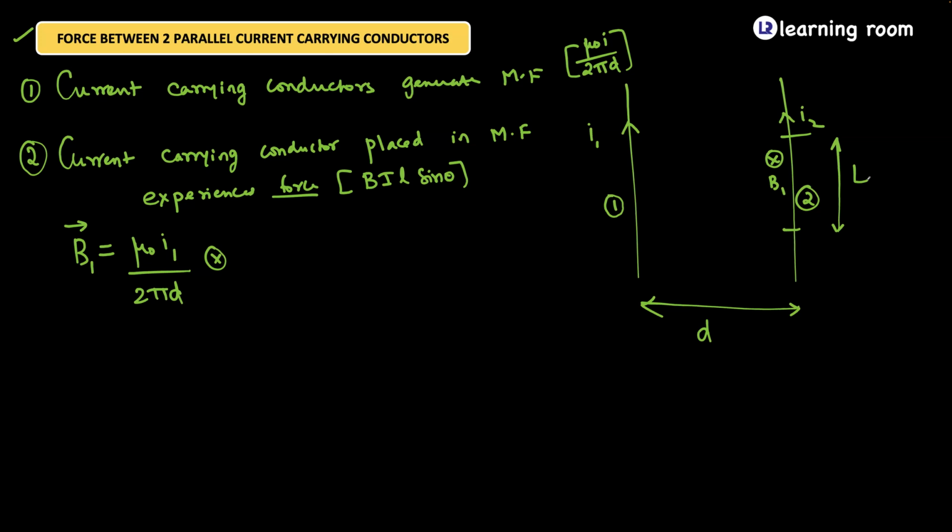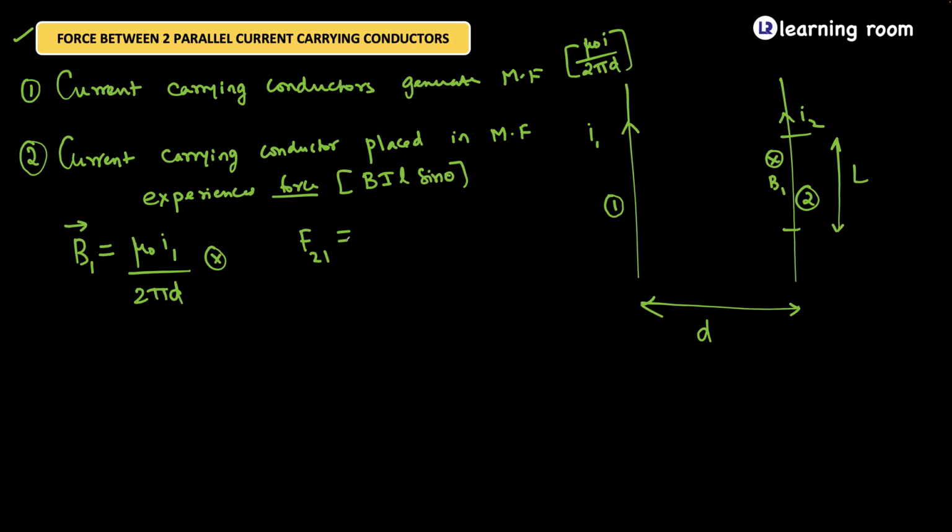Force experienced by second conductor due to the magnetic field generated by the first conductor. So observe this. Everybody observe. F is there, and I will put the subscript as 2-1. So what is the meaning of this? Force experienced by the second conductor due to the magnetic field from the first conductor. This is going to be equal to B into I into L sine theta.